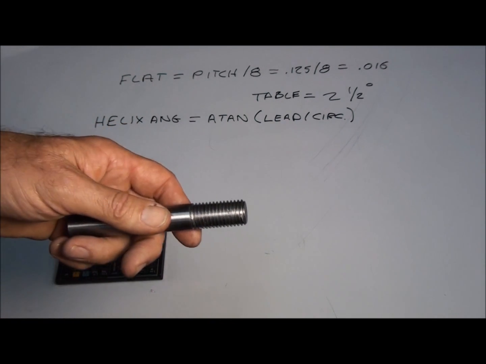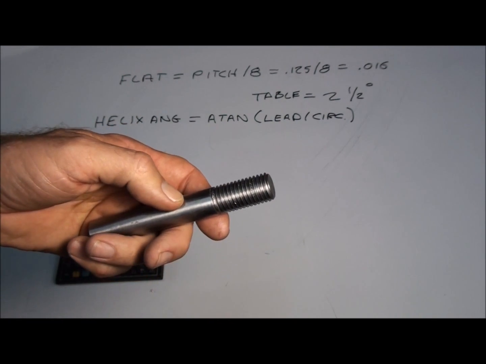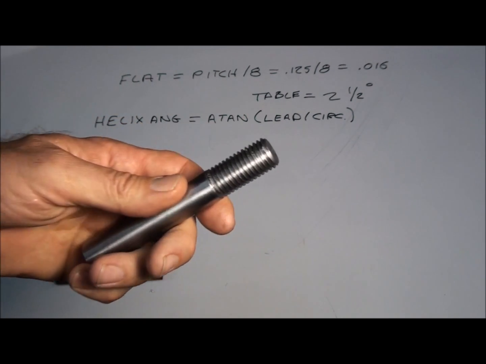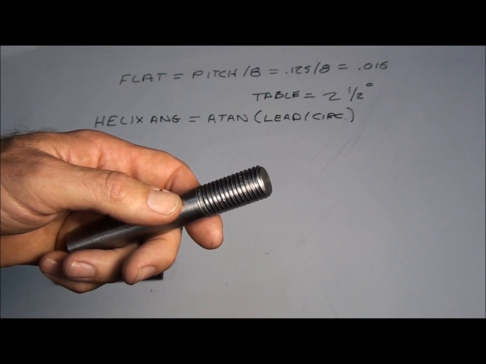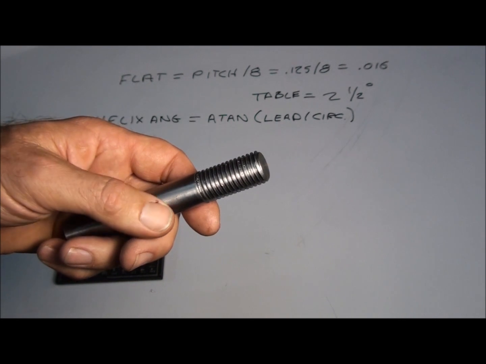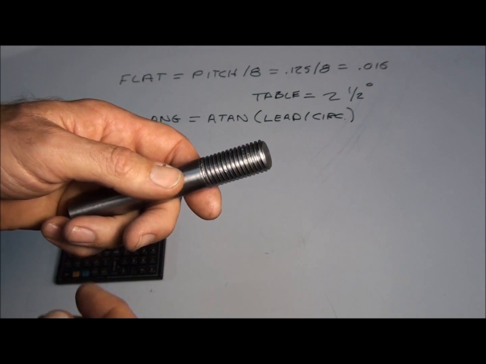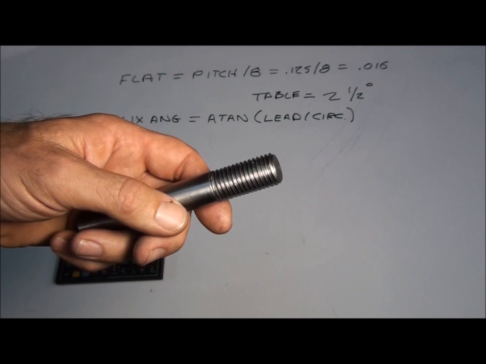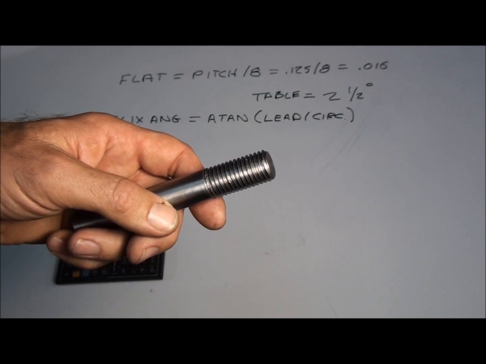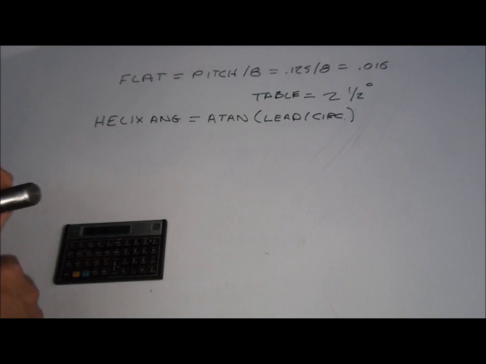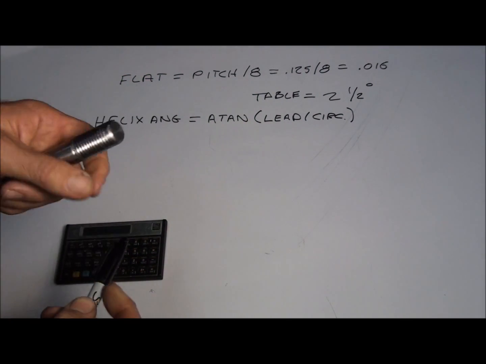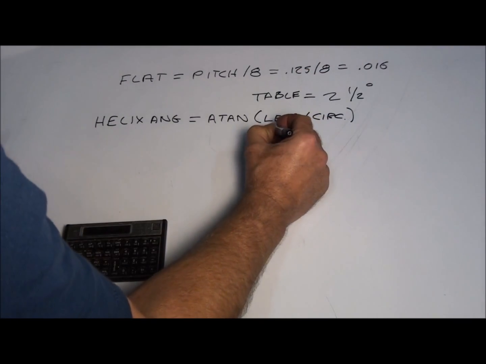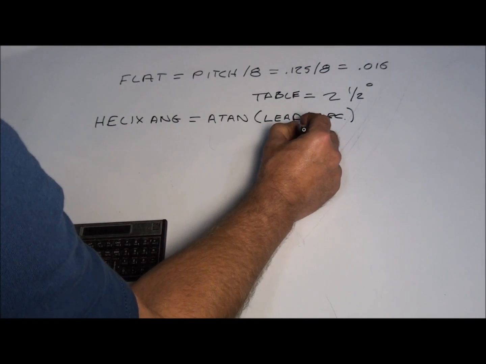Well, that sounds a lot like pitch. Well, in this case it is pitch. It's exactly the same as pitch. For a single start thread, like we're cutting now, lead and pitch are the same thing. For a multi-start thread, like a 2-start thread, the lead would be double. A 3-start thread, it'd be 3 times the pitch. But for now, for a single start thread, lead and pitch are the same thing. That makes the lead of this thread equal to the pitch, which is 0.125 inches.